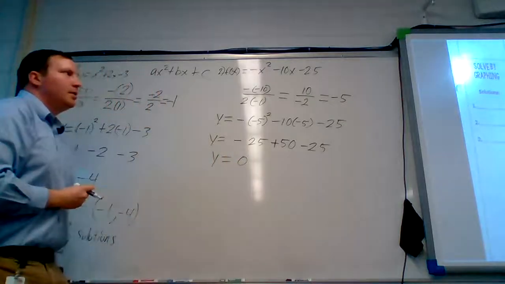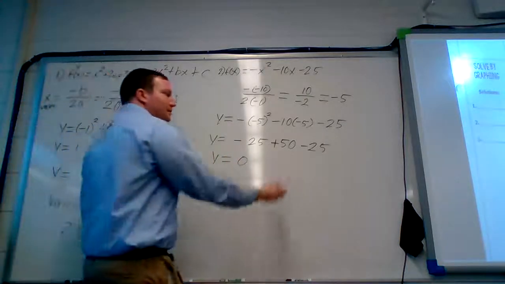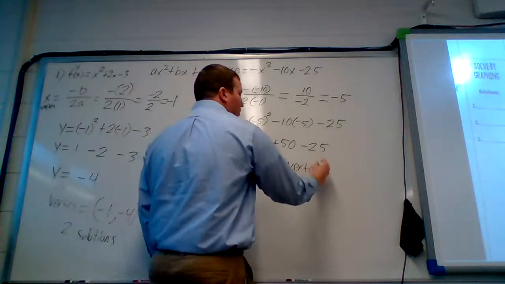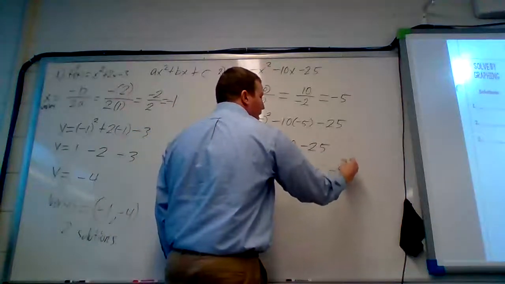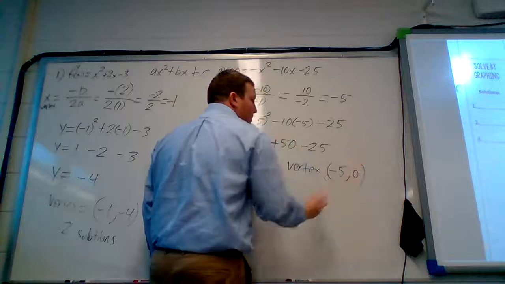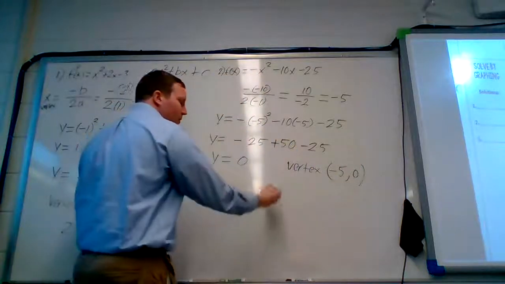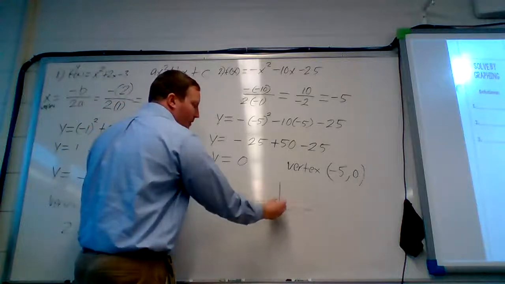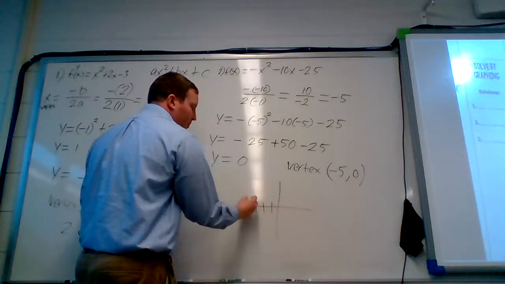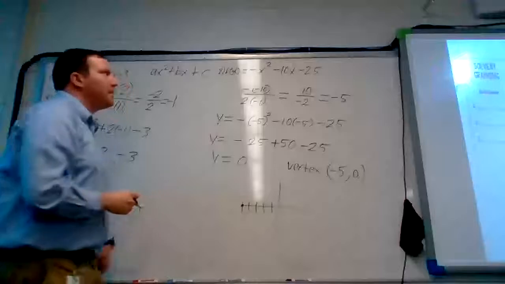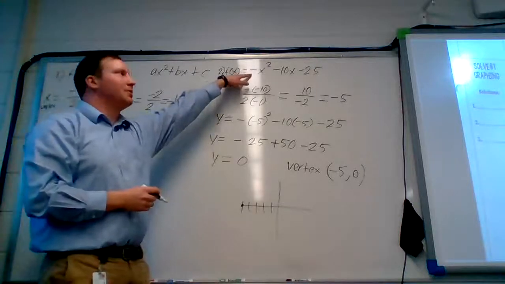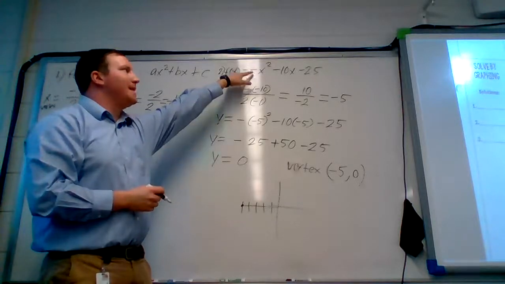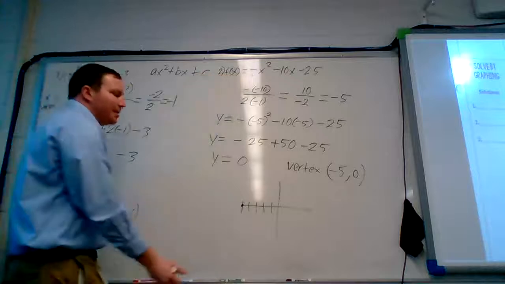So that means our vertex is going to be at negative 5, 0. So if we are to graph that, we're at negative 5, we're at 0, so that'd be one solution. It's going to be one solution, and we're going to open down in this case because our a value is negative.